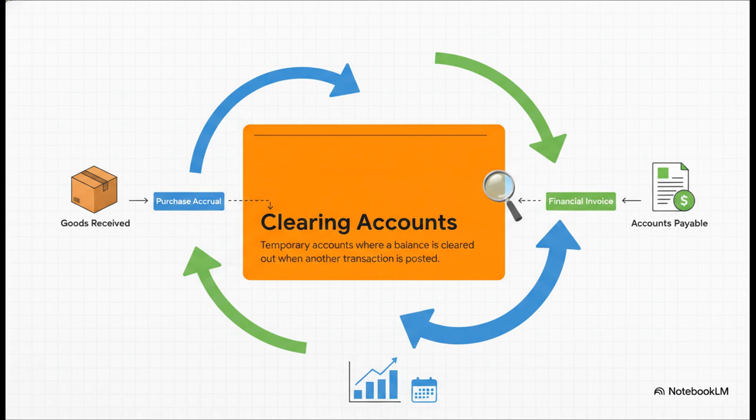Think of these as temporary holding zones. When you receive those materials, the estimated cost might park itself in a purchase accrual clearing account as a liability. Then, later, when the real financial invoice is posted, the system sweeps that balance out and moves it officially to accounts payable. It basically keeps your books perfectly balanced while the real-world operations keep moving forward.